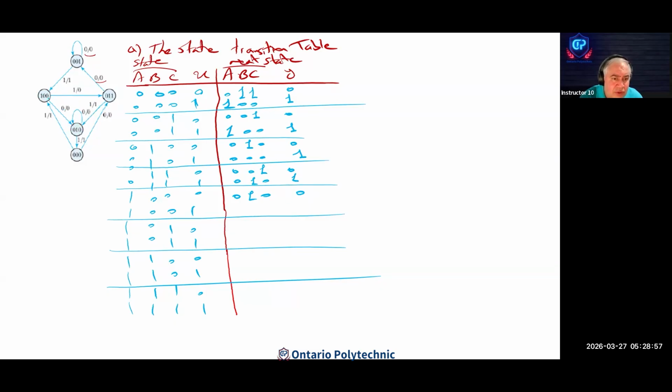1, 0, 0, input 1. The next state is 0, 1, 1, and the output is 0. 1, 0, 1: we don't have it. Okay, don't care.